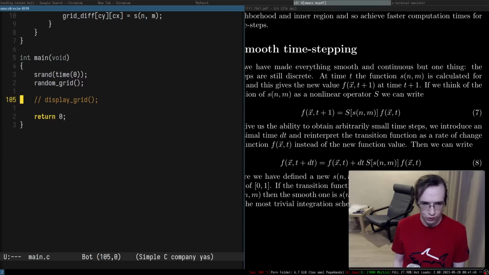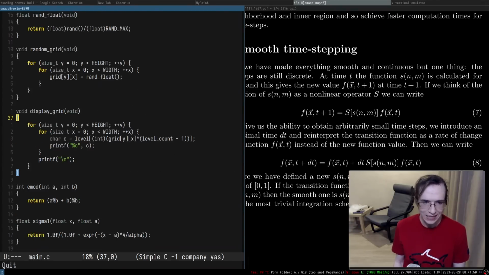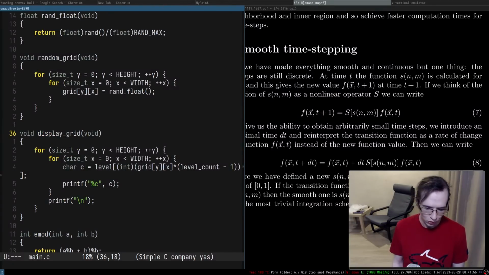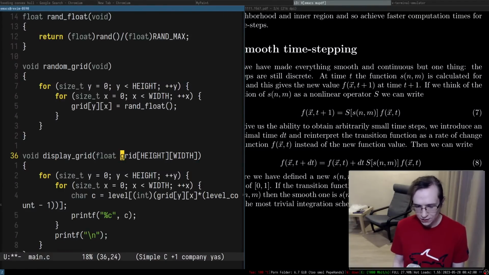So we already have a function called display grid, but it's actually hard-coded to accept that global grid in there, right? So maybe what I want to do in here is accept any grid of height and width. Yes, I know that it's going to decay into a pointer to a grid and not an actual array.